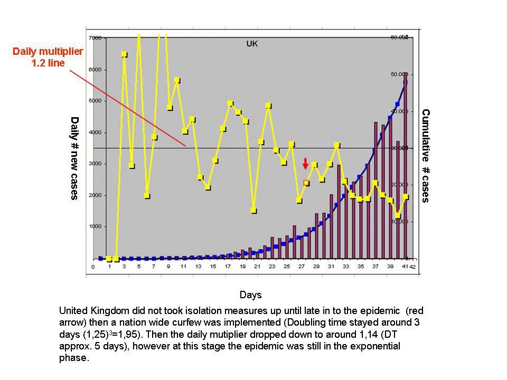However, in the United Kingdom, which did not take serious precautions until almost the end of the first month, you see that the exponential phase continues for a long time. The yellow squares, which represent the daily multiplier, hovered around the 1.2 line, with an average of 1.25, which means that during that period, the doubling time is around 3 days. So every 3 days, the number of cumulative cases doubled.